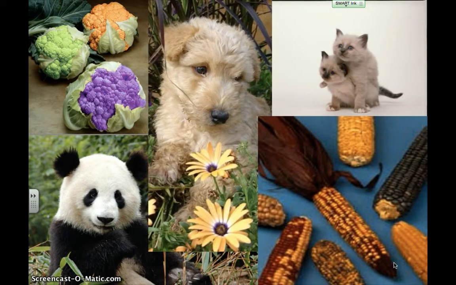Question: what different plants and animals do you think have been bred for a specific purpose or for a specific look? So think about all the different plants and animals you know today. What features do you think they might have as a result of selective breeding?